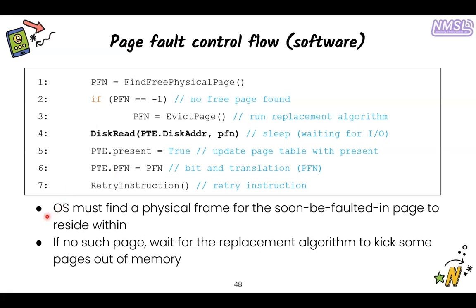So basically, to recap on this, the OS must find a physical frame for the soon-to-be faulted-in page to reside within. And if there's no such frame, meaning space is full, then you just have to wait until the replacement algorithm creates space for you.